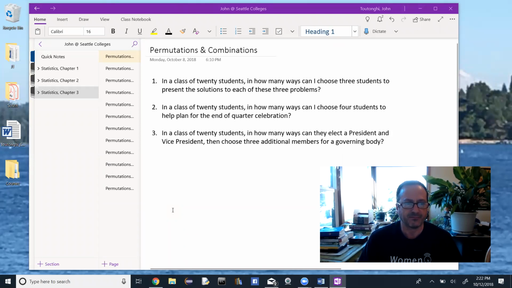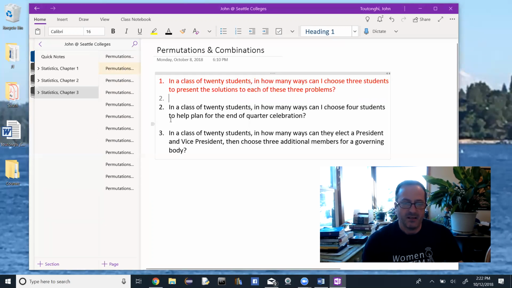So we're looking for how many ways these choices can be made. In the first problem: in a class of 20 students, in how many ways can I choose 3 students to present the solutions to each of these 3 problems? They're going to present these problems in front of the classroom. So we want to ask: does the order in which I choose the 3 students change the outcome?